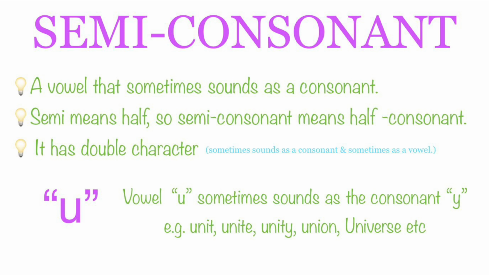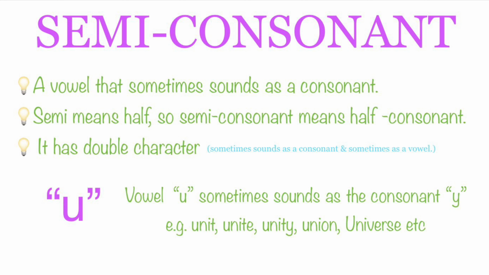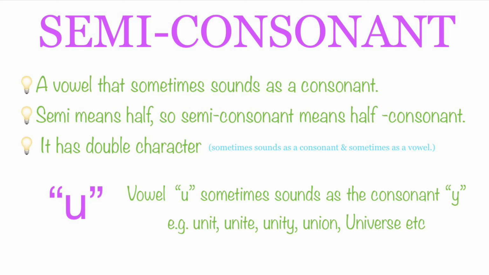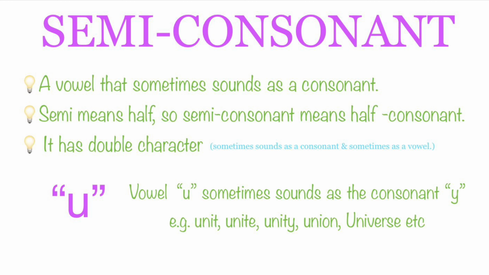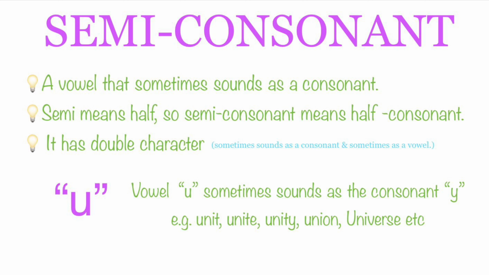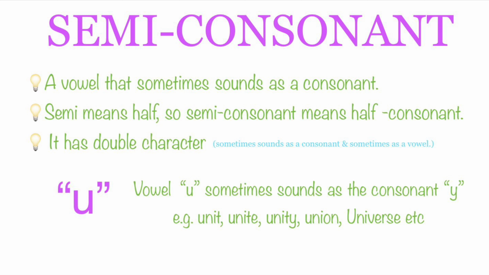A semi-consonant is a vowel that sometimes sounds as a consonant. Semi means half, so semi-consonant means half consonant. It has double character, sometimes it sounds as a consonant and sometimes as a vowel. The letter U is considered to be a semi-consonant because vowel U sometimes sounds as a consonant Y.